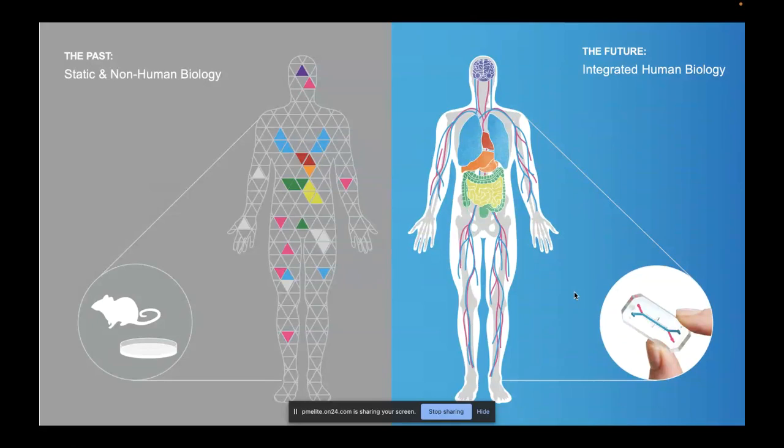But we know that these models have problems. They typically do not translate the responses they see into human in vivo responses, and we see that as a translation gap. At Emulate, we believe that the future is delivering true human biology to the research bench using organ chip technology.